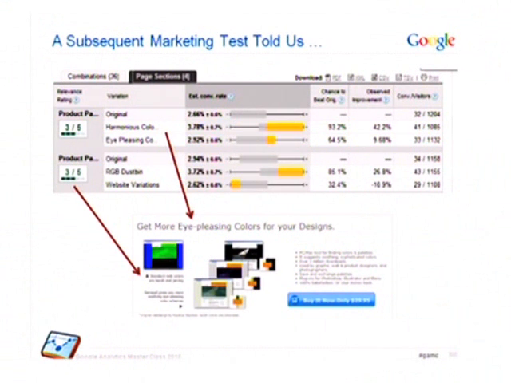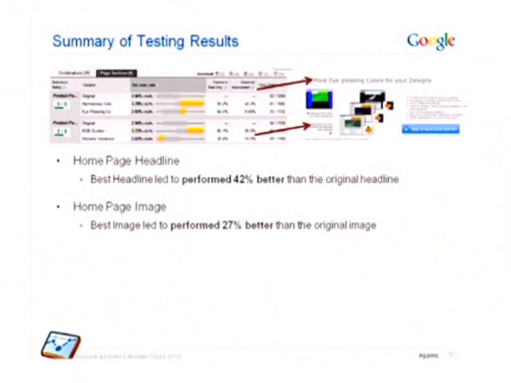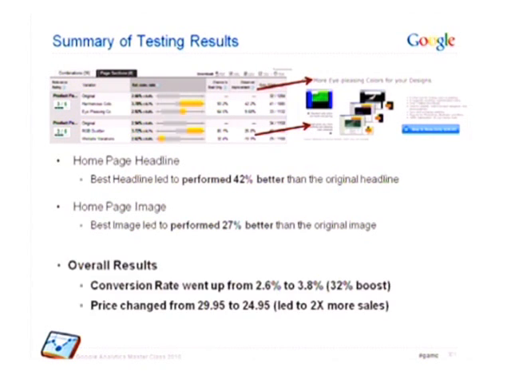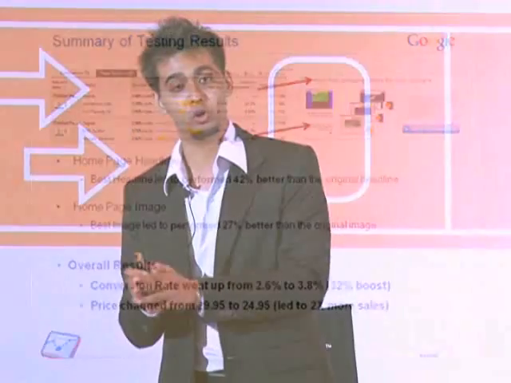All right, we'd already tested that call to action button. We wanted to test the headline as well as the image. So we got 3 versions of these 2 elements going. We had 3 versions of the headline, and we had 3 versions of that image. And what we found was one of the headlines performed 42% better than the original headline. And one of the images performed 27% better than the original image. And when we put all those changes together, the conversion rate of the site went up from 2.6% to 3.8%.